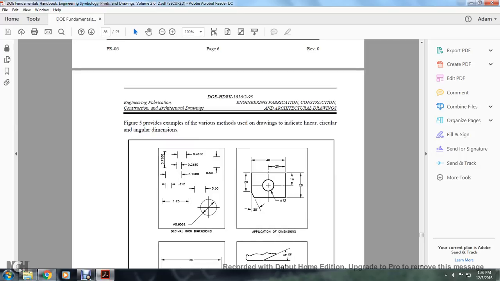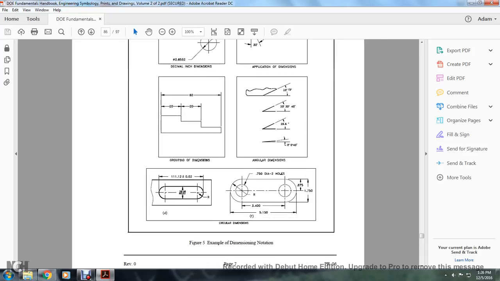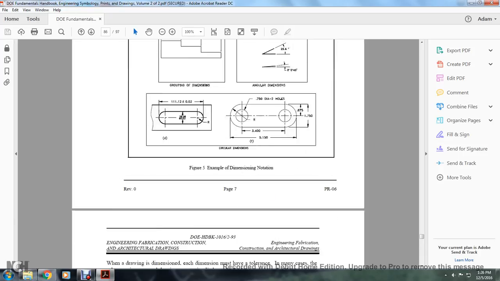Figure 5 provides examples of various methods used on drawings to indicate linear, circular, and angular dimensions. Decimal and inch dimensions show the different ways you can arrange the dimension lines and the application of the dimensions, including grouping dimensions, angular dimensions, and also circular dimensions.